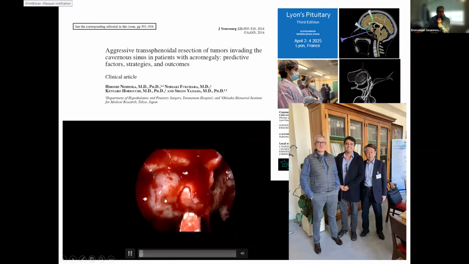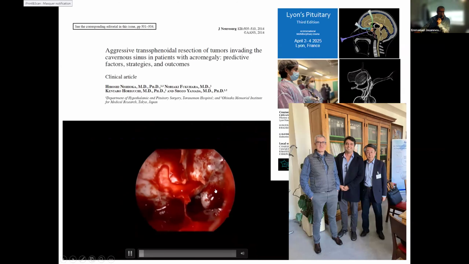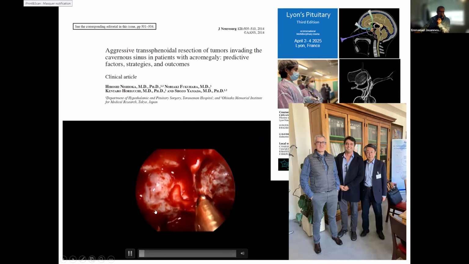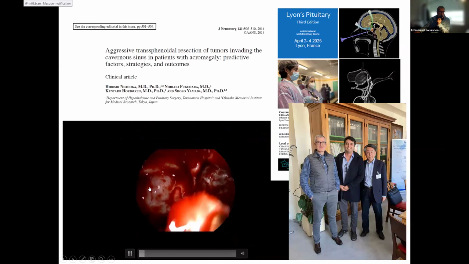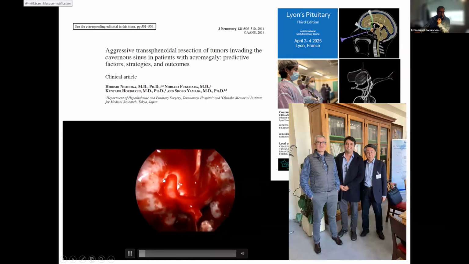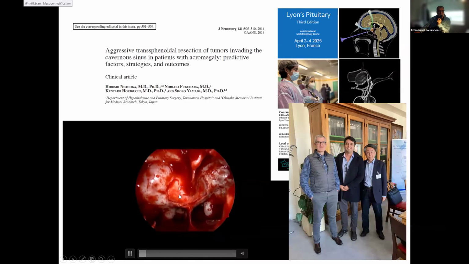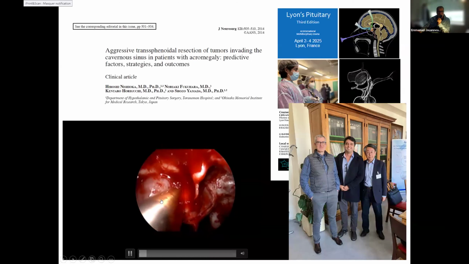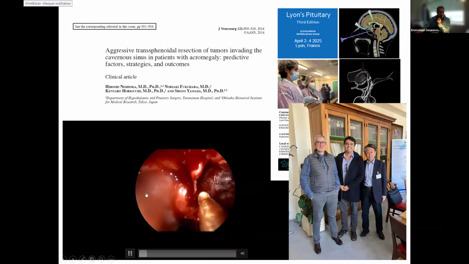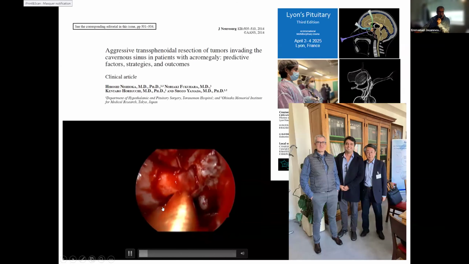Sorry for the quality of the video. We have some concern about that. Here you see the pituitary fossa. You have the paraclival segment of the carotid artery. Here is the cavernous sinus. If you want to control the medial wall of the cavernous sinus only with a medial approach, you have to remove the bone covering the anterior part of the cavernous sinus.